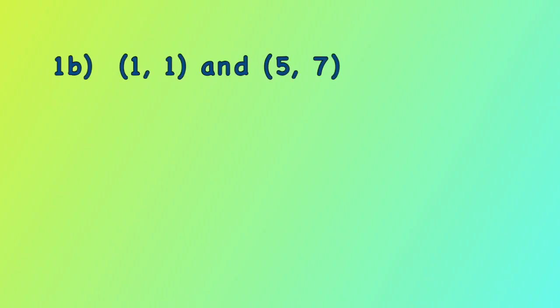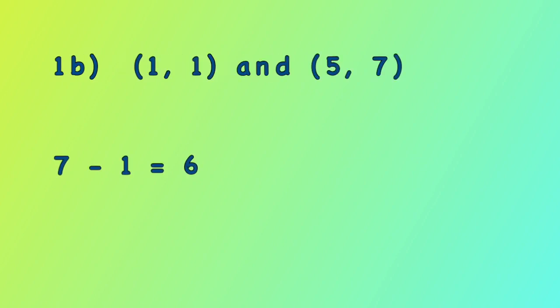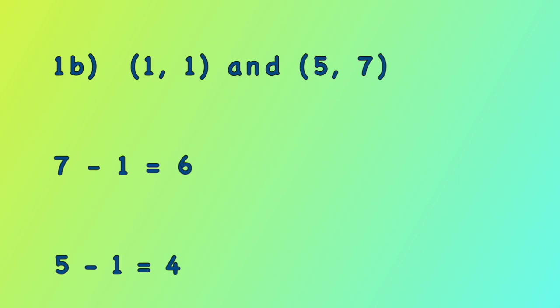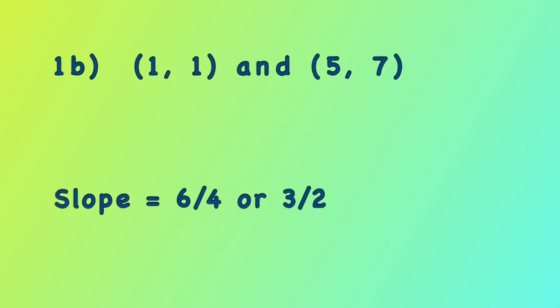1B, coordinates (1, 1) and (5, 7). The difference of the y values, 7 minus 1 equals 6, over the difference of the x values, 5 minus 1 is 4. So the slope would be 6 over 4. And simplified, that would be 3 over 2.